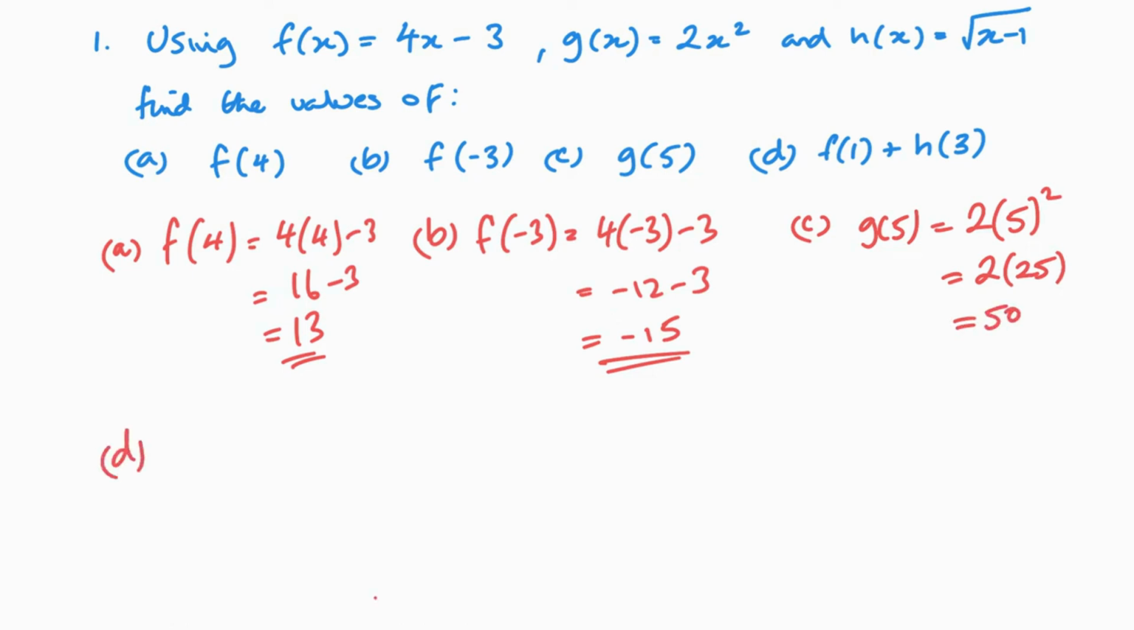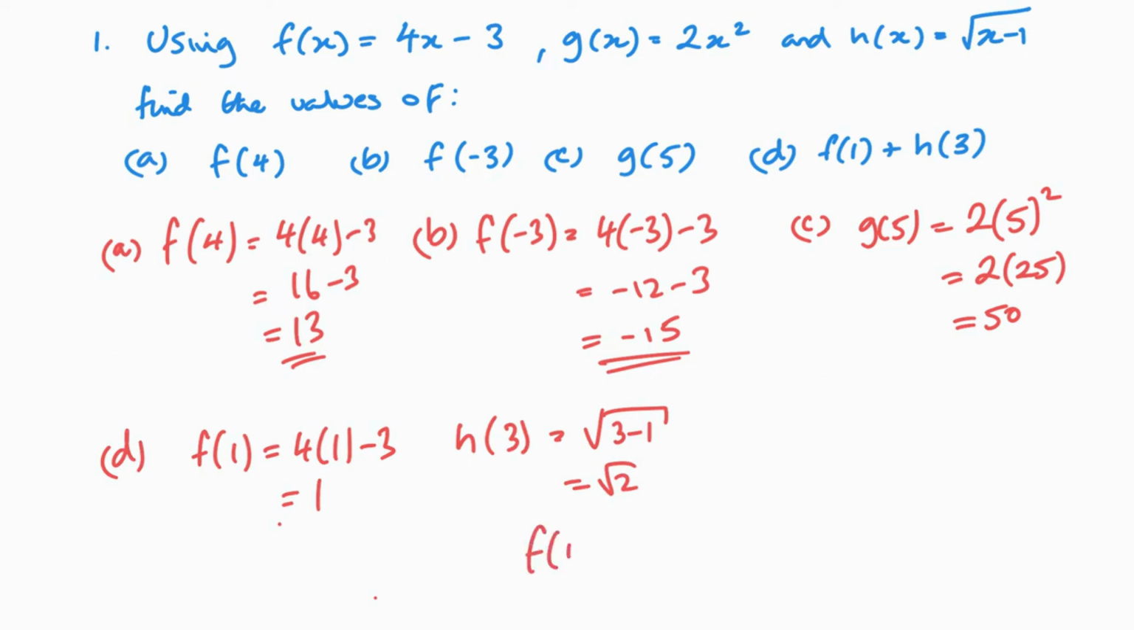Part D. f of 1, so 4 lots of 1 minus 3 is 1. Then we want h of 3, this is 3 minus 1, so root 2. So f of 1 plus h of 3 is simply 1 plus root 2. And I would leave it as a surd rather than changing it to a decimal, unless the question asked otherwise.